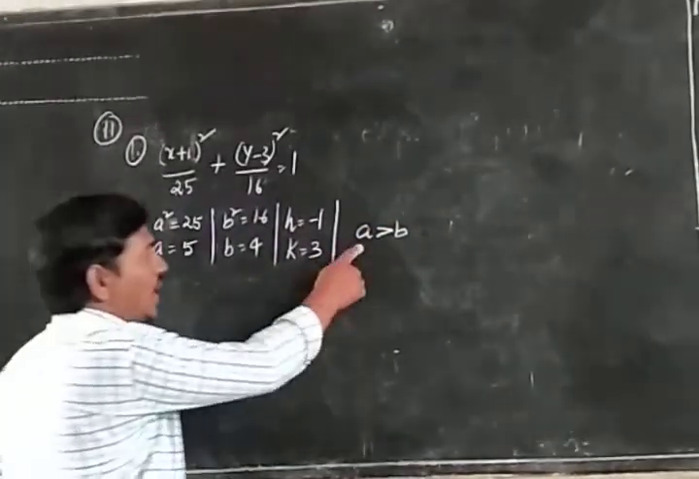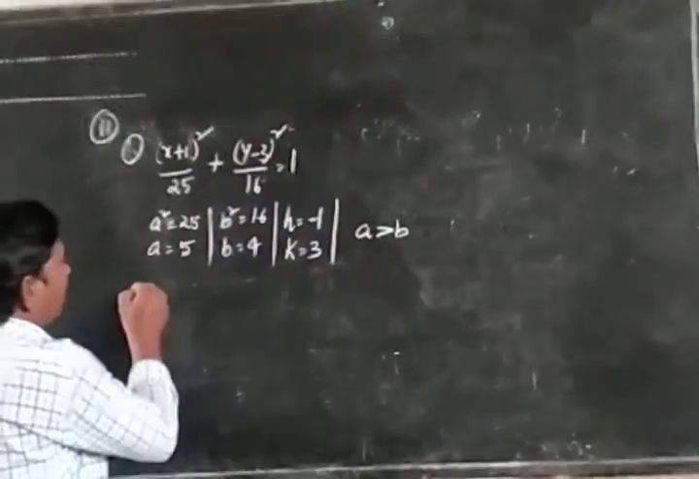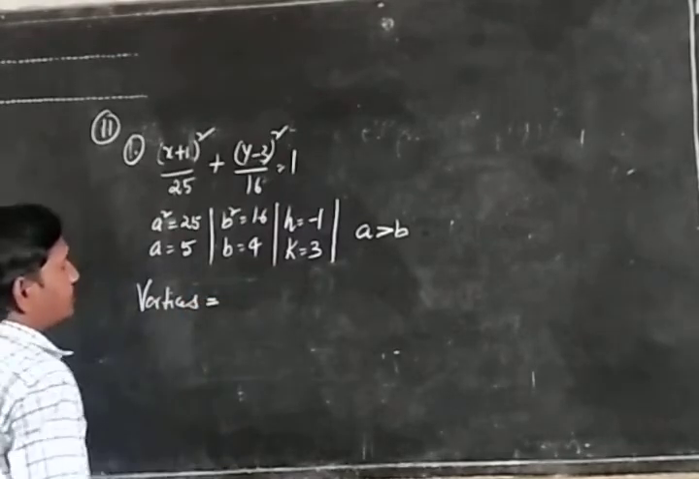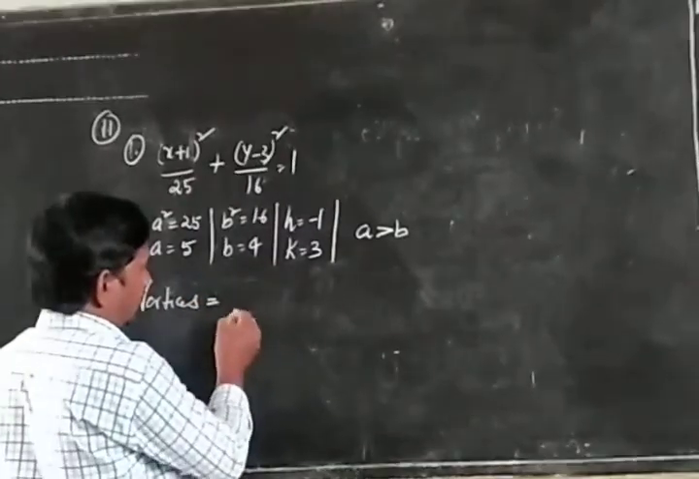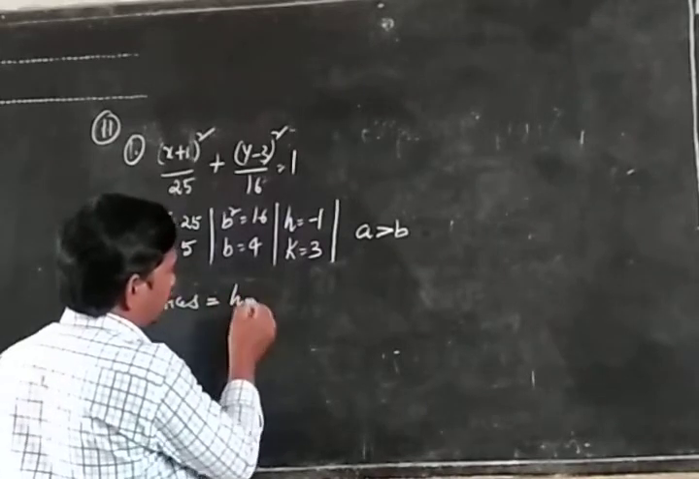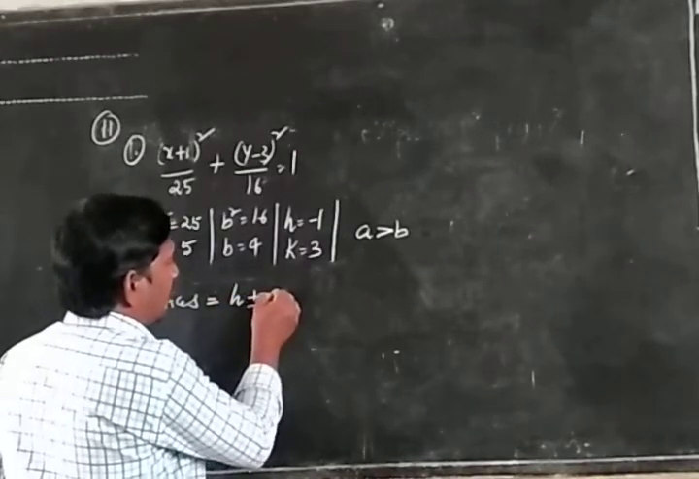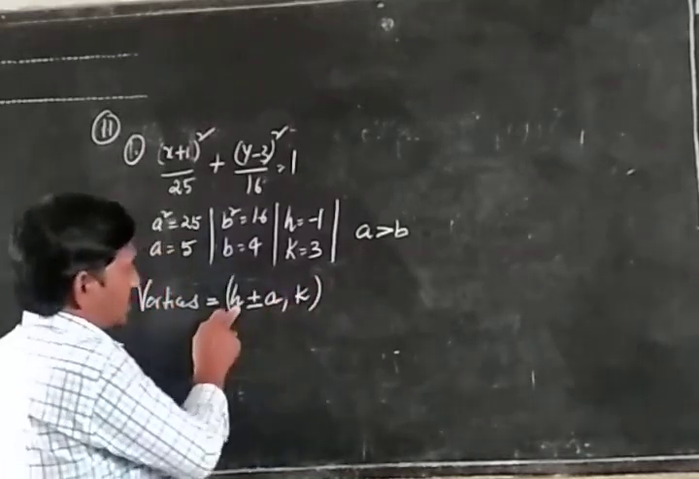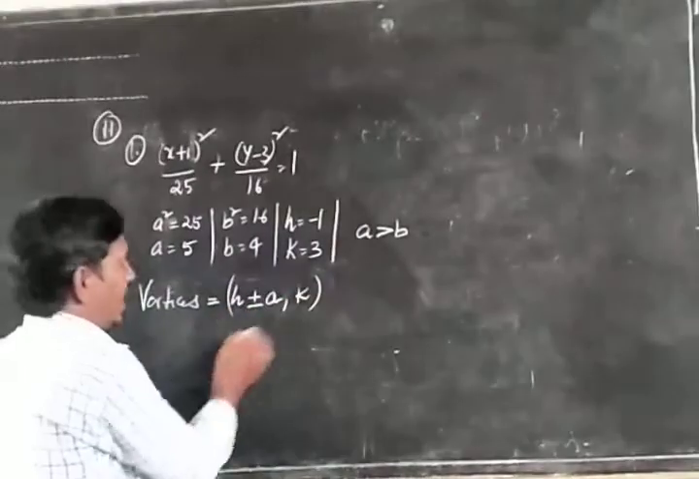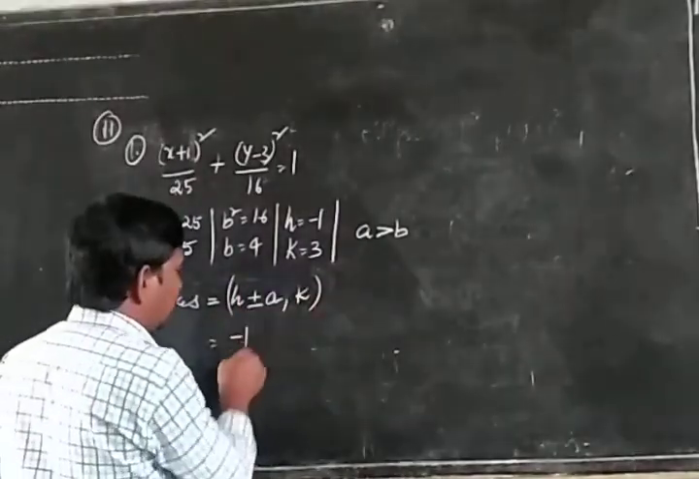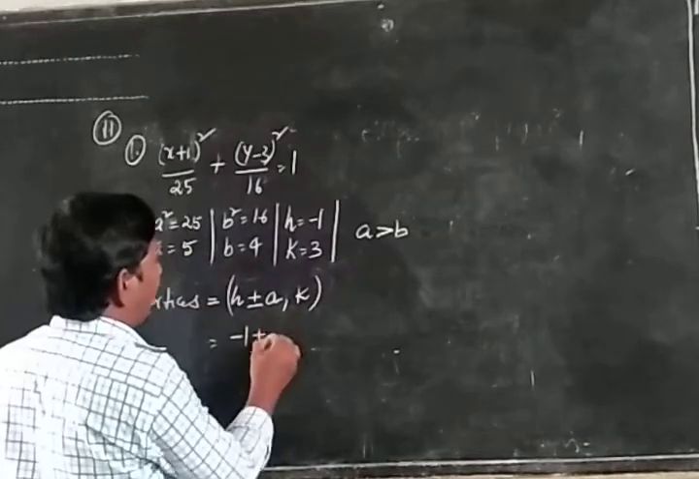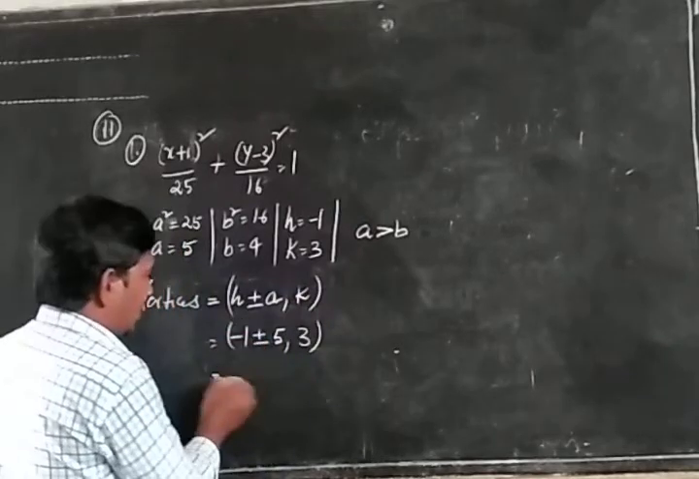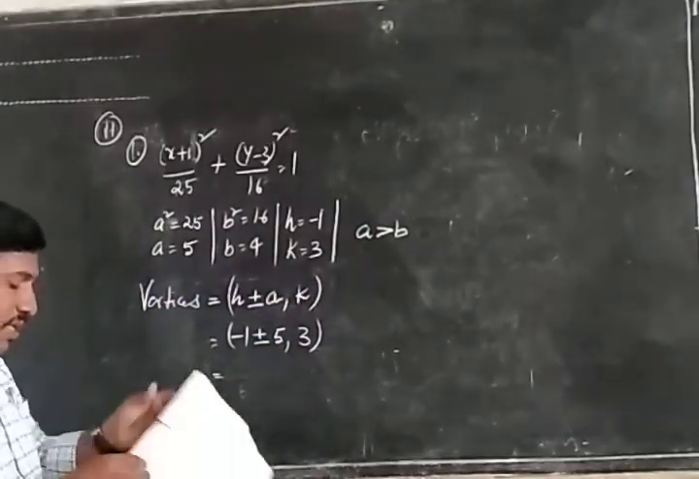Major axis is 2a. That's why vertices are equal to (h plus or minus a, k). H value is minus 1, plus or minus a value 5, k value 3.